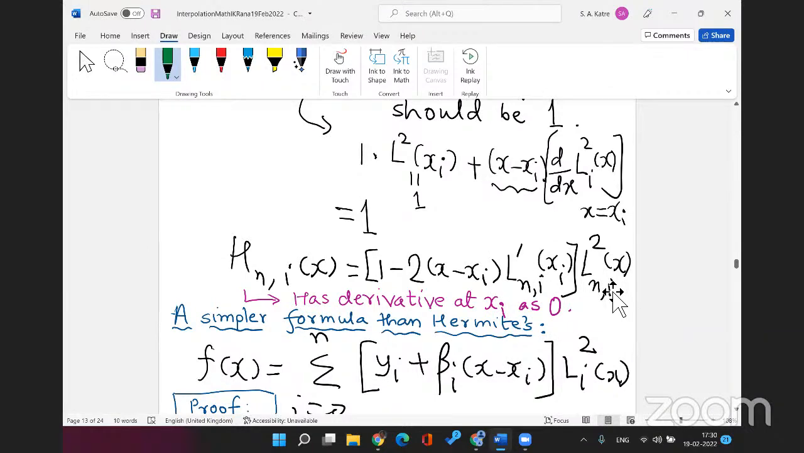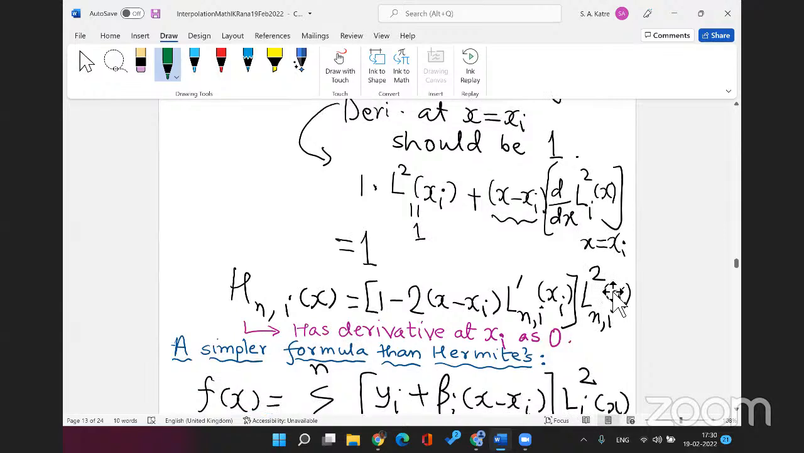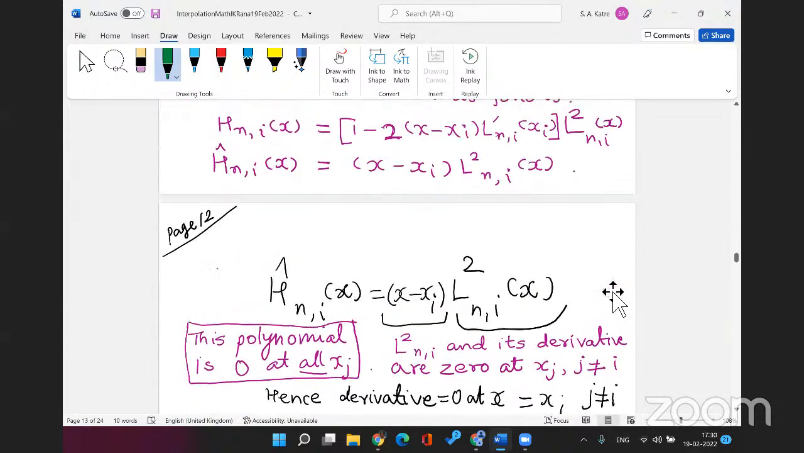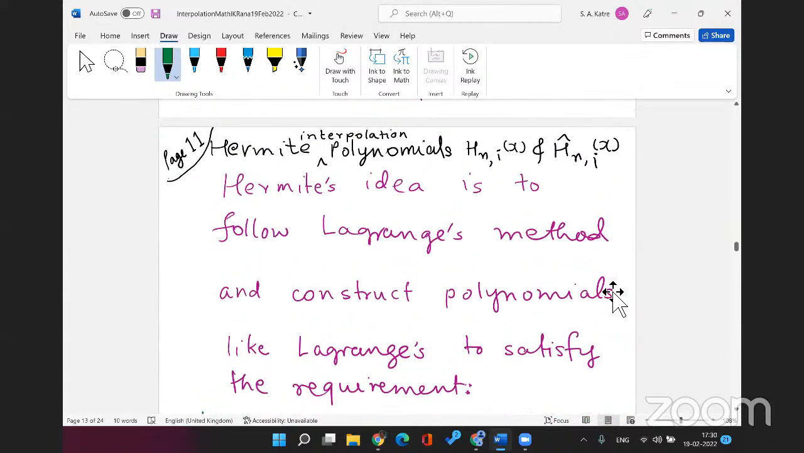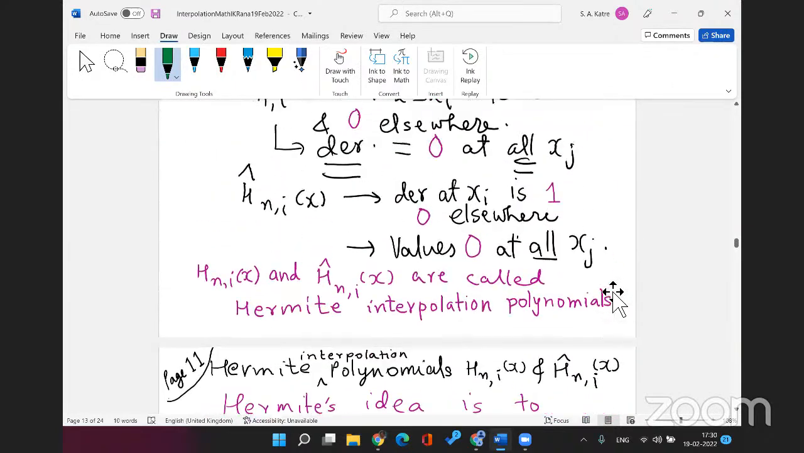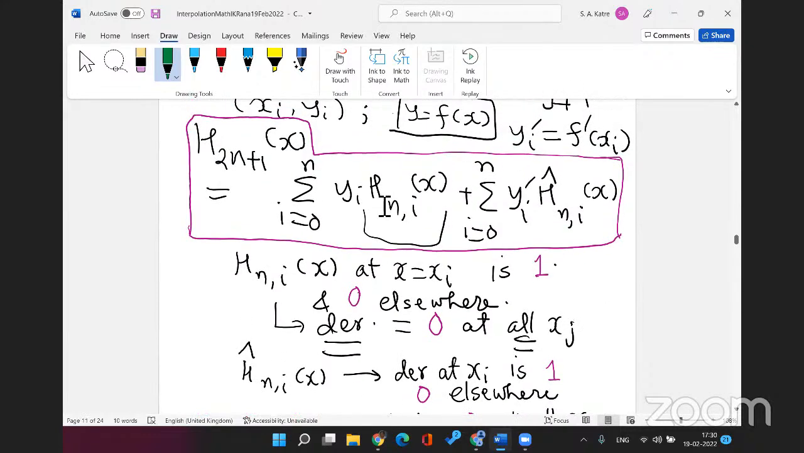And therefore, we get a formula now. Hermite's formula is a combination of yi and yi dash, like Lagrange: yi times the Hermite polynomial H_{n,i}(x) plus summation yi dash times H hat_{n,i}(x). So this is Hermite's interpolation formula.